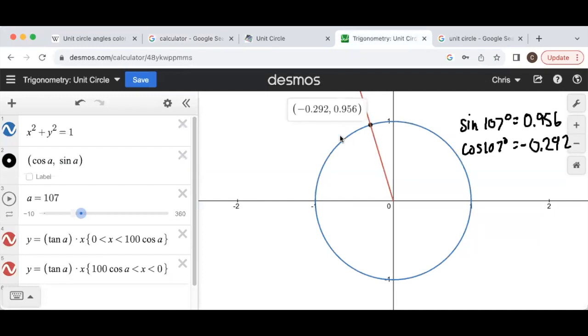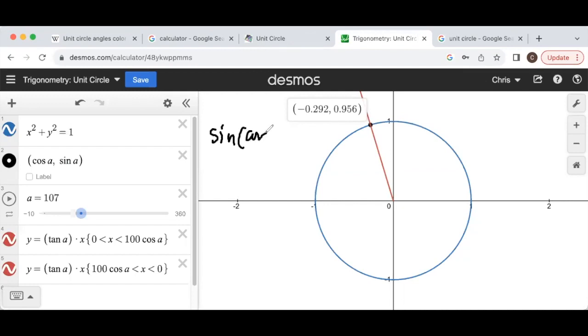All right. Negative 0.292, and 0.956. Wait, what? It's the same as these numbers, right? Okay, so cosine corresponds to the x-coordinate, right? Sine corresponds to the y-coordinate. That's why people like the unit circle so much. So let's write that down. Sine of an angle, any angle, is the y-coordinate. Okay. Cosine of any angle is the x-coordinate. All right.